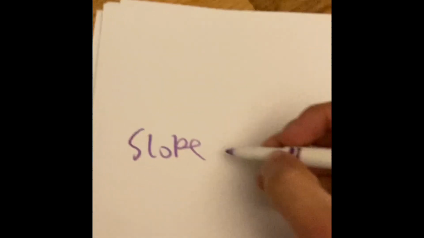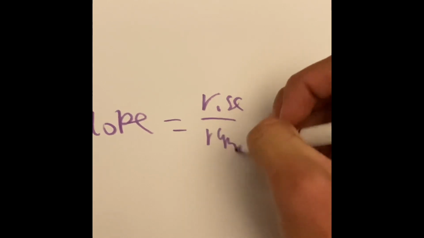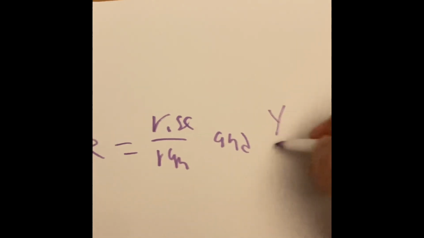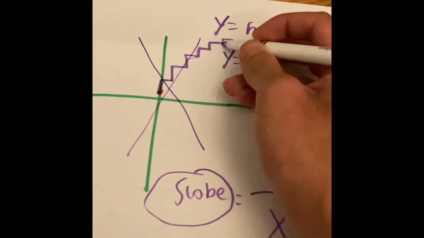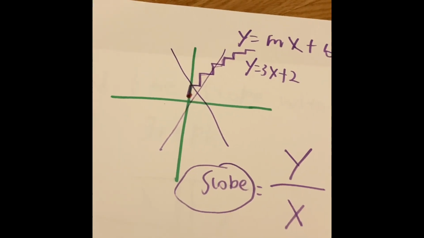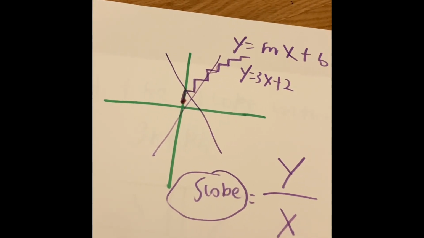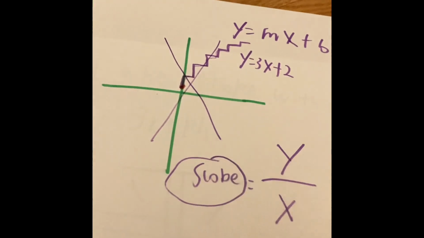Remember, slope is rise divided by run, and slope can also be y divided by x. That's what this represents, y, x. But there's actually a formula that we're going to be using to find our slope, and it's going to be used by connecting 2 points on a graph.